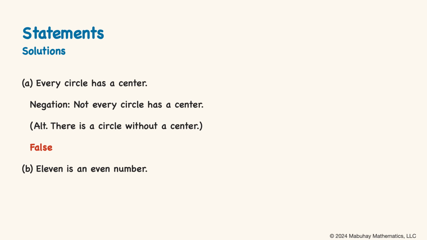Part B, 11 is an even number. Maybe we should just have it in our head from the start. Is this true or false? Hold that in mind. What's the negation? Well, 11 is not an even number. Again, we can inject the word "not" in the appropriate place to negate this statement. By the way, since 11 is a whole number, it's either even or odd. And so another way to negate it, arguably, is that you could say 11 is an odd number. But either way, since "11 is an even number" is a false statement, its negation must be true. It's true that 11 is not an even number.